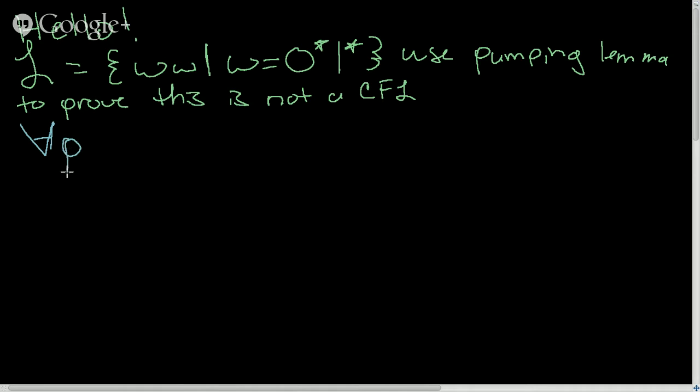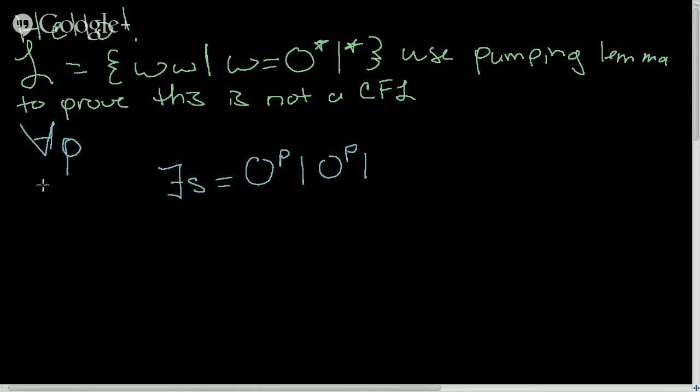Our opponent is going to say for all P, and we want to pick a string that does fit into this language. This is really where the hard part comes in. This is where you have to do your thinking, figuring out what kind of string I can use to prove that this is not context-free. For example, if you picked 0 to the P 1, 0 to the P 1, this would make things extremely difficult, because of what you're going to end up doing.